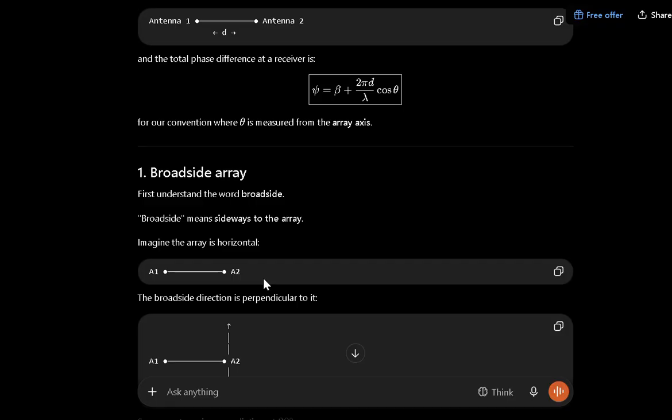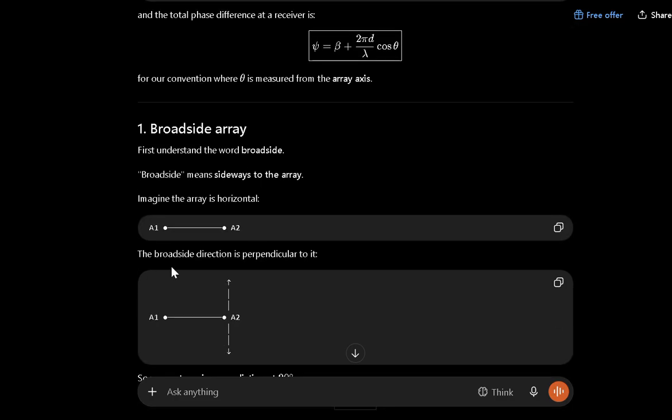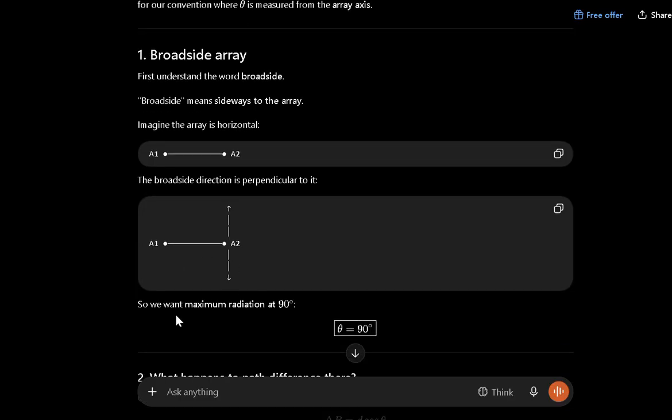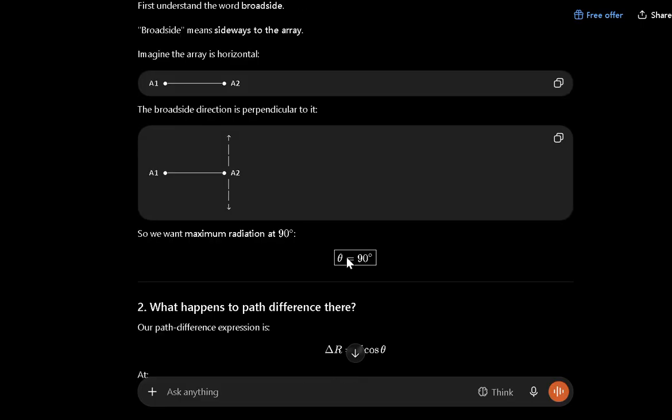Imagine the array is horizontal. The broadside direction is perpendicular to it. Broadside means perpendicular to the horizontal direction. So we want maximum radiation at theta equals 90.